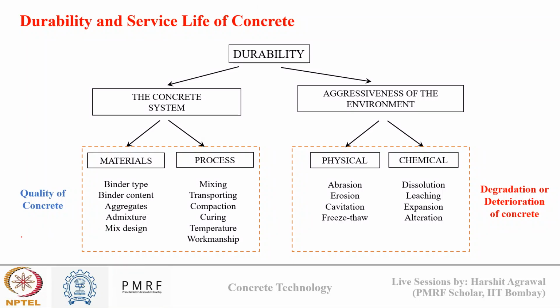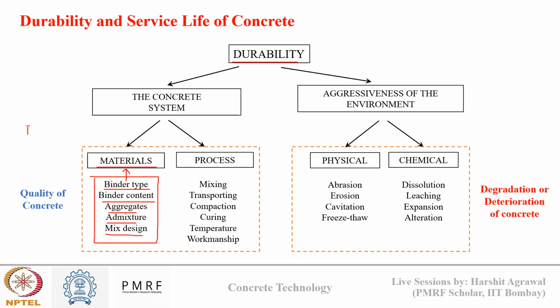So on this slide, we have a basic flowchart that describes both definitions that we talked about of durability. Durability is a function of both the concrete system as well as the aggressiveness of the environment. The concrete system is governed by the quality of material, which depends upon the materials used in concrete, like the binder type, binder content, aggregate, admixture, and mixture design. All these components define the grade of my concrete, the porosity in my concrete, and how well the concrete is suitable for the intended exposure environment.